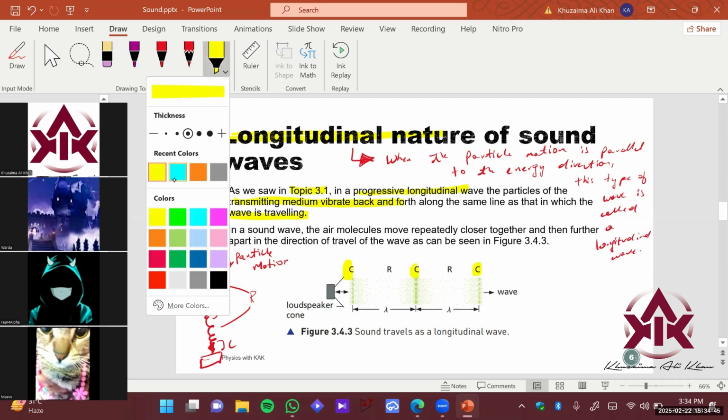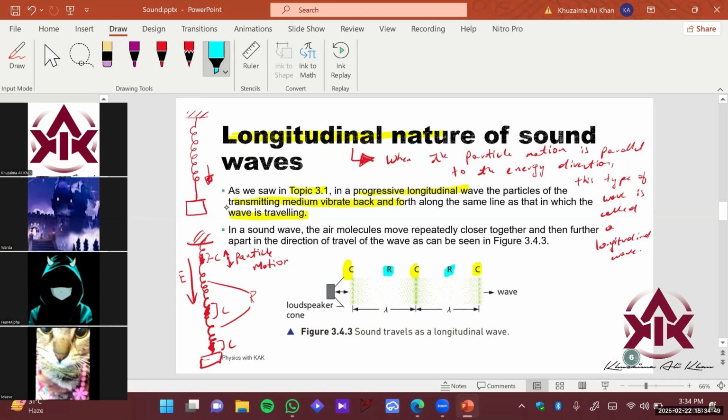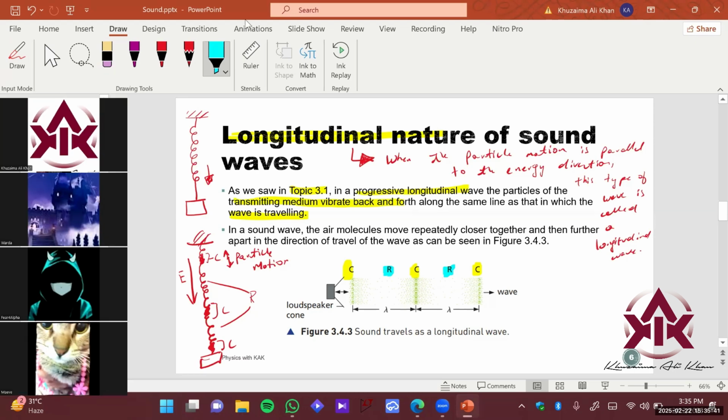So can anyone explain what is compression? We had defined this formally in our last classes. Can anyone explain what compression and rarefaction are? I want someone to explain this. Maeve, what is the compression in a sound wave?